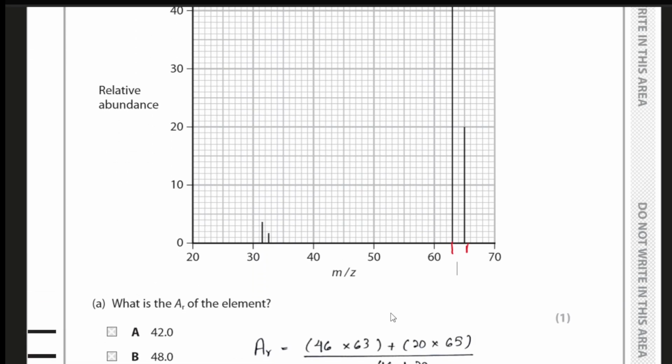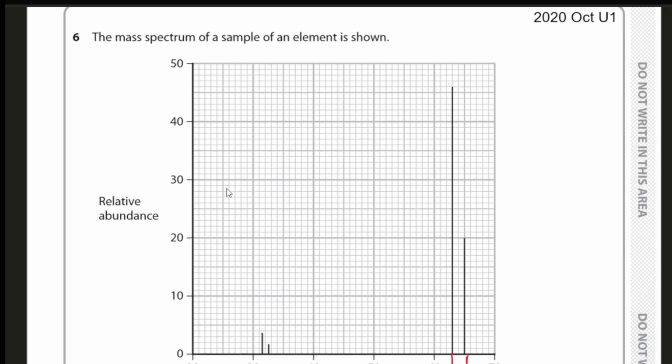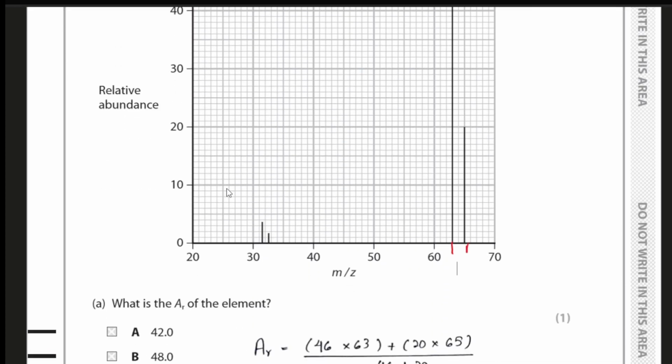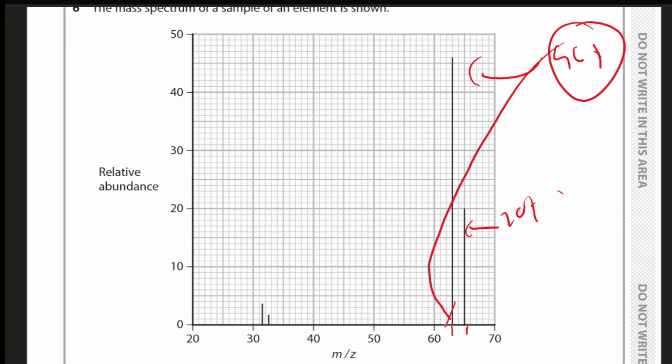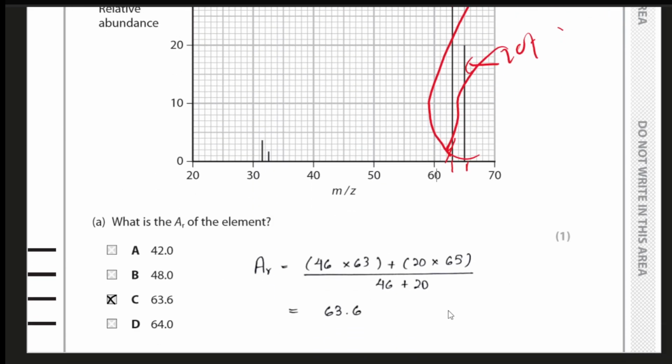We multiply according to their relative abundances, and then we find it out. So one is obviously 46%, and another is about 20%. This is about 20%, and another is about 46%. So we multiply their respective relative abundance with the corresponding ion peaks, and then you divide by the total abundance in order to get the relative atomic mass. So that's how you get about 63.6, which is C.